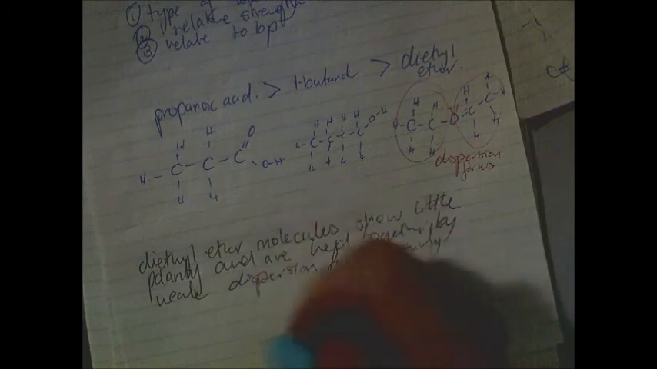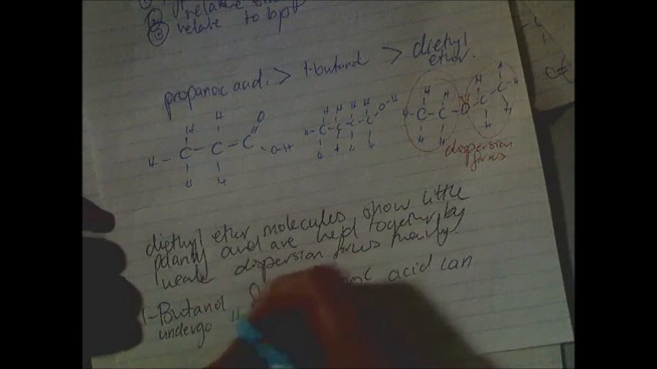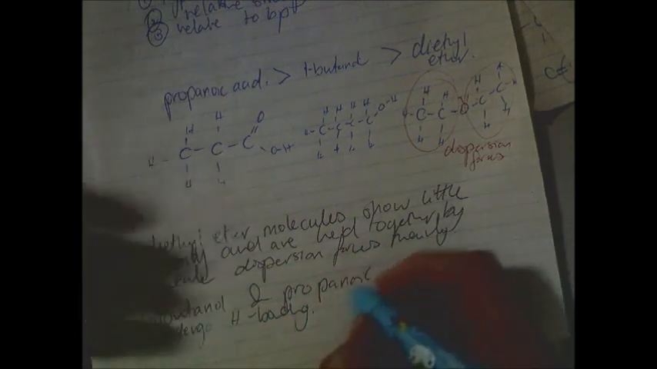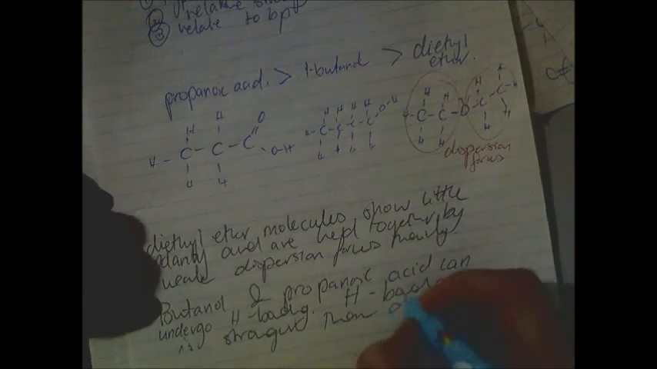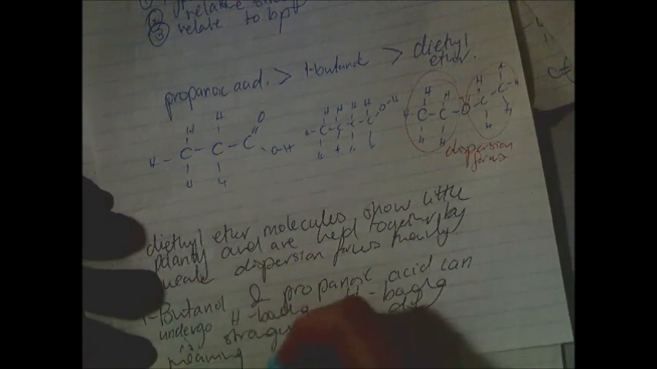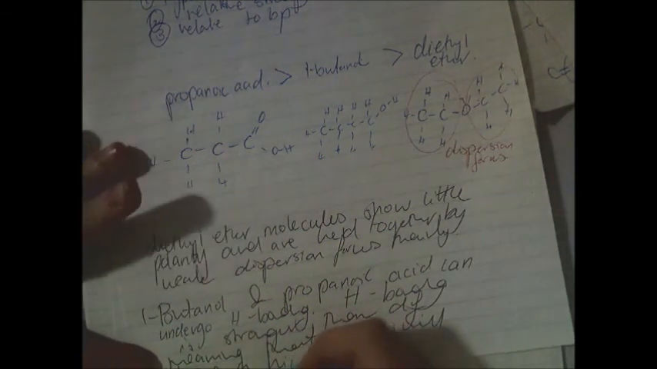With the other two, propanoic acid and butanol, they can undergo hydrogen bonding. Hydrogen bonding is stronger than dispersion forces, meaning that they will have a higher boiling point. I said the type of bonding, yep. I said the relative strength, yep, and I related it to boiling point. That's what you've got to do. That's the method to success. Well, I hope that helped.